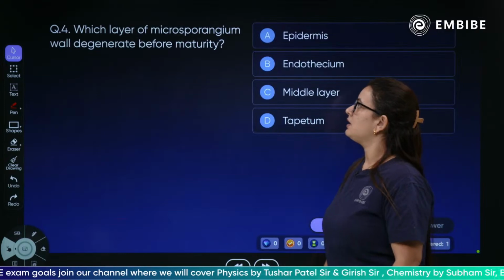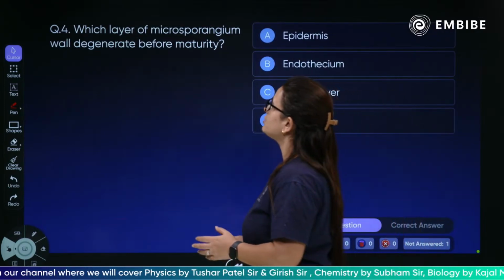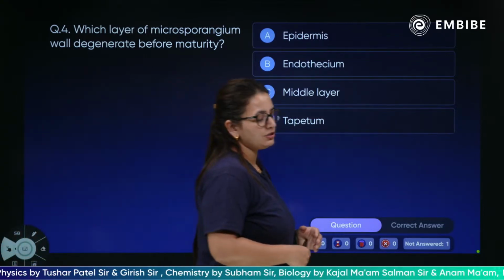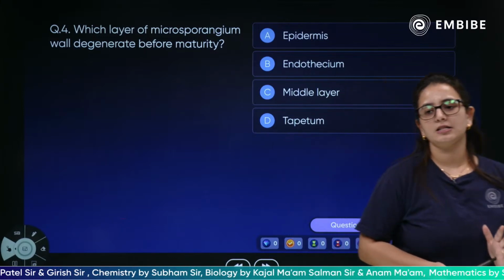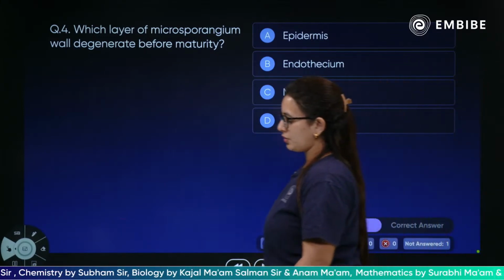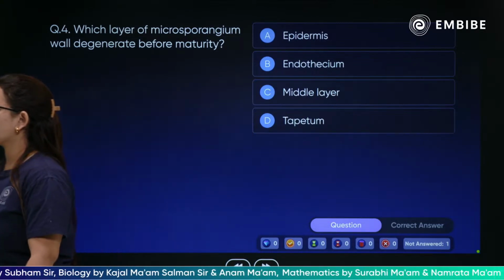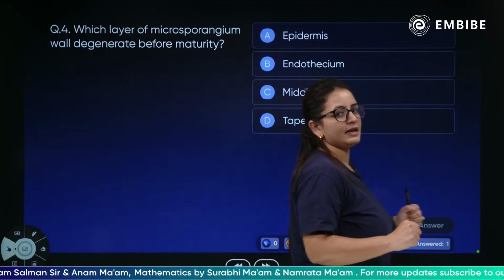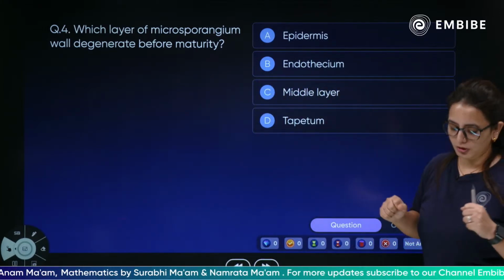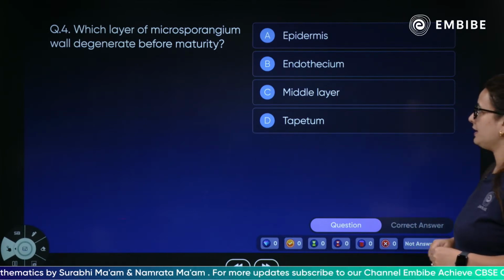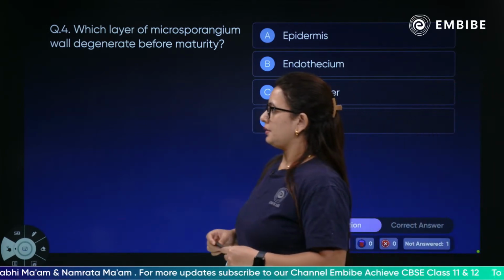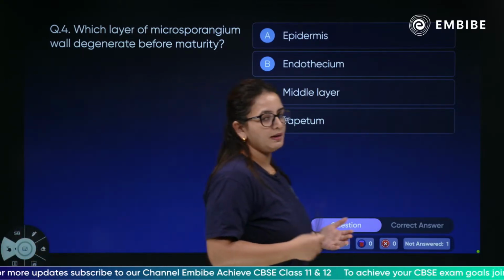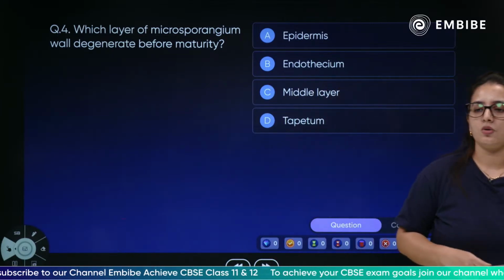Next question. Which layer of the microsporangium will degenerate before maturity? It's a very simple, absolutely easy question. Before it attains maturity, which layer of the microsporangium is going to degenerate? Come on, quickly answer. Epidermis, endothecium, middle layer or the tapetum? Which layer will degenerate?